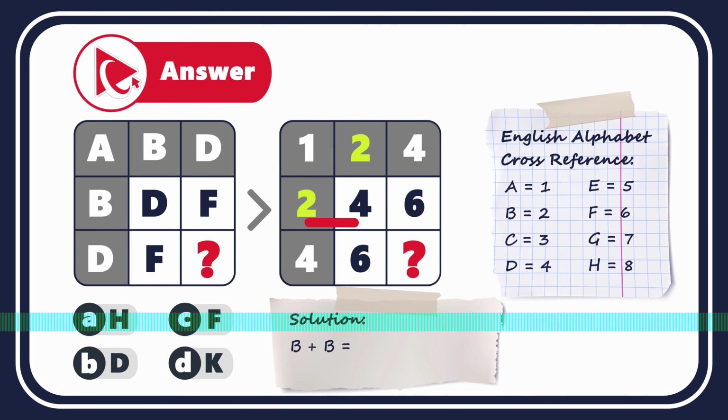For example, 2 plus 2 equals 4. 4 plus 2 equals 6. This is how the numbers in the white squares of the second row are calculated. 2 plus 4 equals 6. This is the result of the calculation in the third row, which would mean that the missing number at the intersection of 4 and 4 will be calculated as addition of 4 plus 4, which would be equal to 8. So the correct answer here is choice A, H, because H is the letter that corresponds to the number 8.